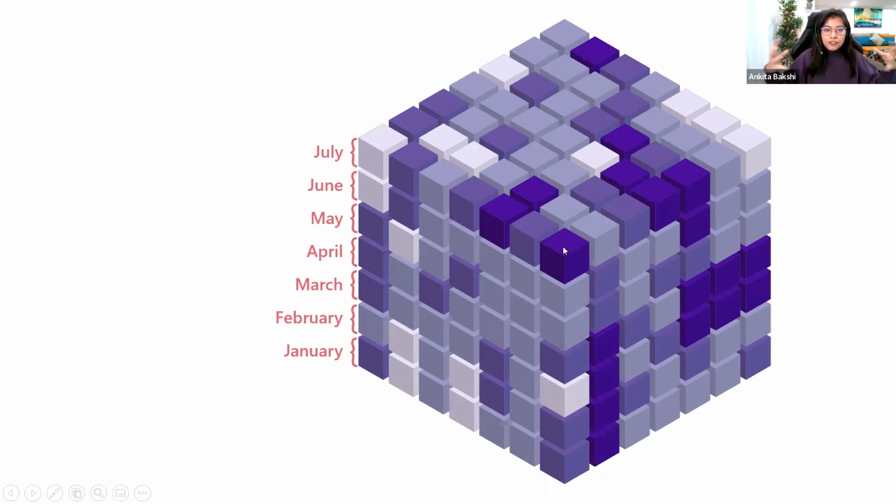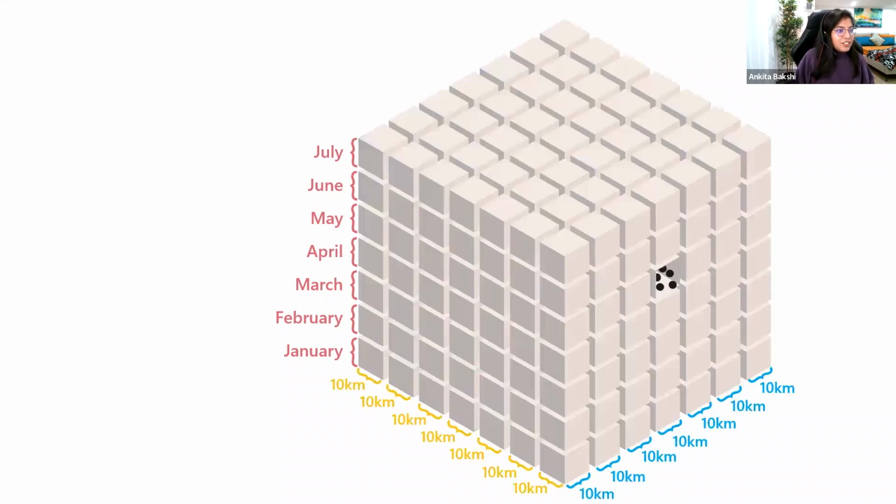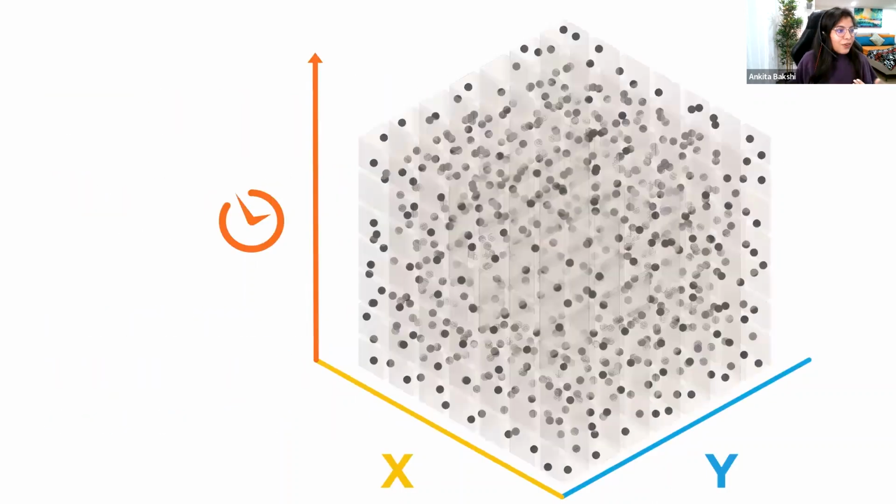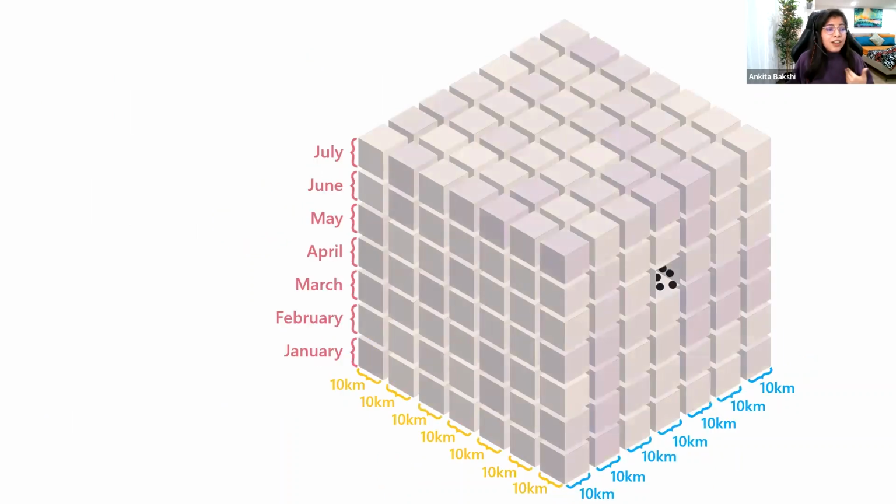So it really helps visualize that space-time component, because if I had just this, I wouldn't know anything about what's going on in my data set. So it really helps to first visualize, and then I can run analysis on it.